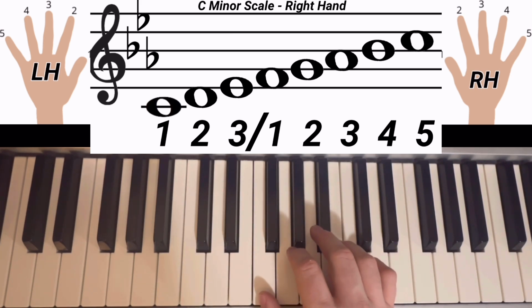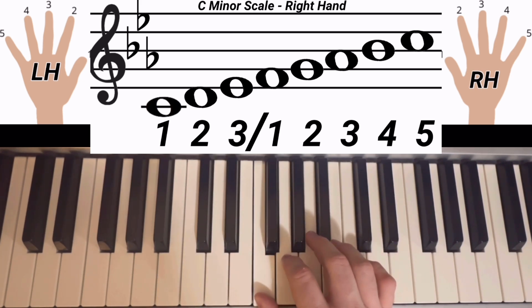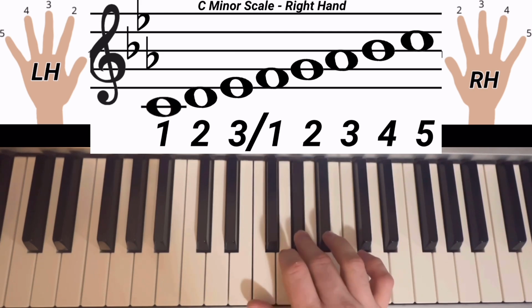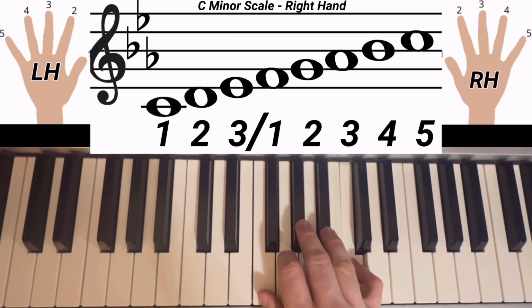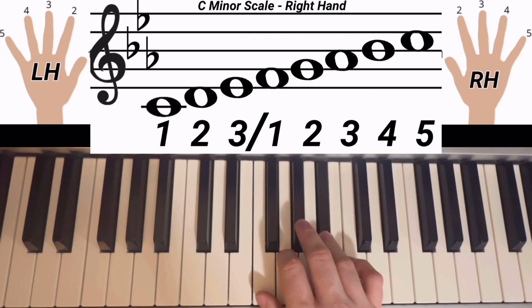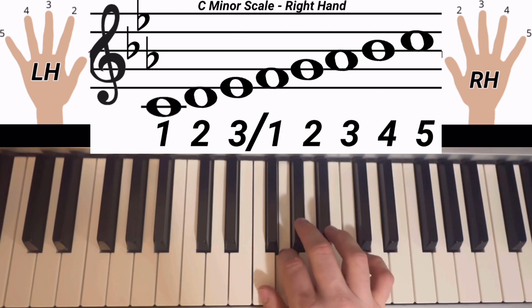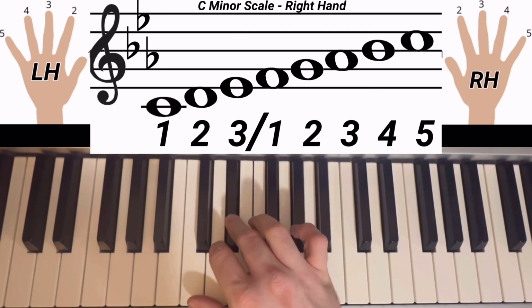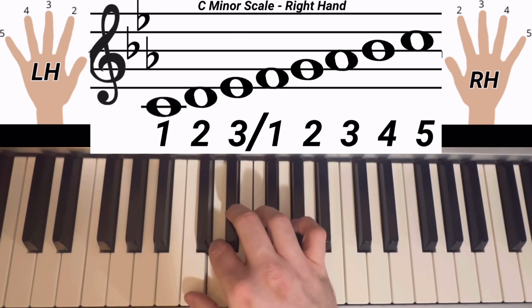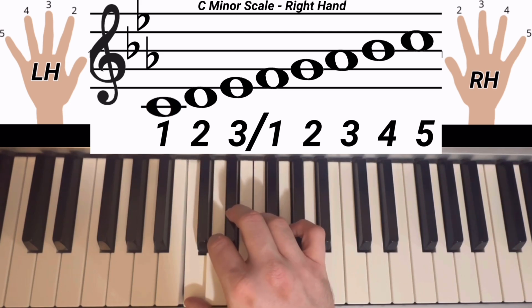Then shift up your hand so that finger 1 plays F, then play G with 2, then play A flat with 3, and B flat with 4, and then land on C with finger 5. Then we'll head back down by playing B flat with 4, A flat with 3, G with 2, and F with finger 1. Then shift your hand down so that you play E flat with 3, D with 2, and land home on C with finger 1.